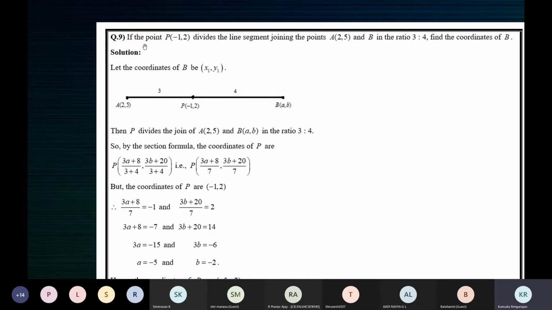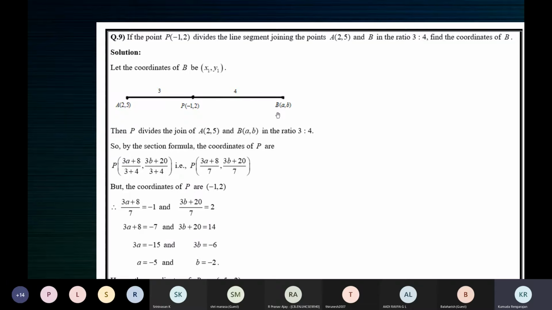Let me read the question for you. If the point P divides the line segment joining A and B in the ratio 3:4. Point P divides the line segment AB in the ratio 3:4. The other day it was, let the coordinates of B be x1, y1, so it was a little confusing. So I just changed it to a, b.